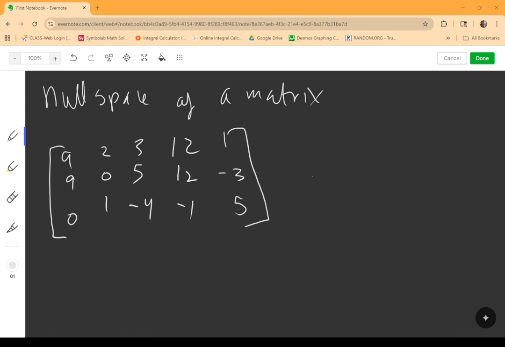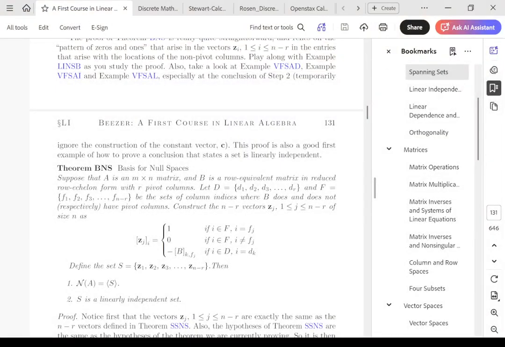All right, so the last result in this section is this idea of a basis. We're going to take a look at the theorem basis for a null space. Let's read the theorem, and then we'll try to parse through it and illustrate it with an example, with the matrix that I had on the virtual blackboard.